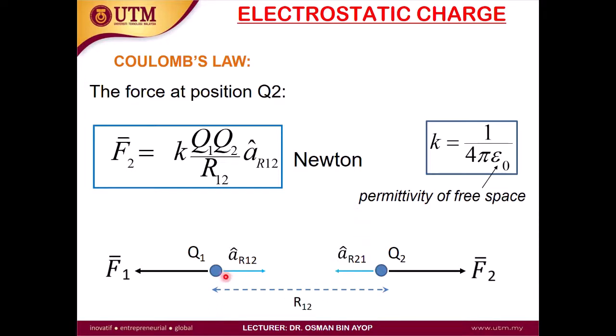So if we have two charges, the force experienced by both charges will always be the same, but the directions will be opposite to each other. For example, if we have Q1 and Q2, and if Q1 and Q2 have the same charge or the same sign, if both positive, they will repel. If both negative also, they will repel. But if both charges have different signs, they will attract each other.